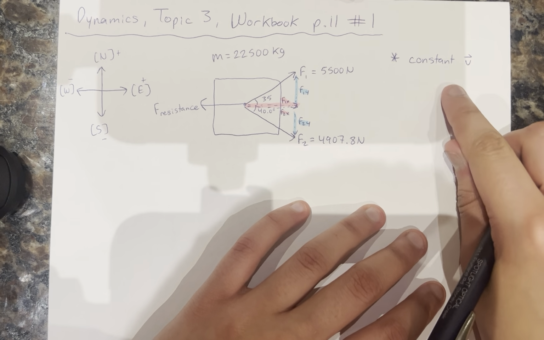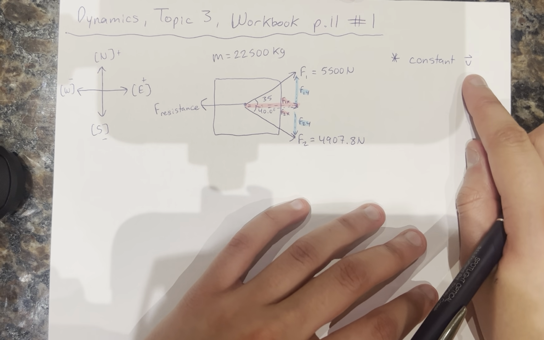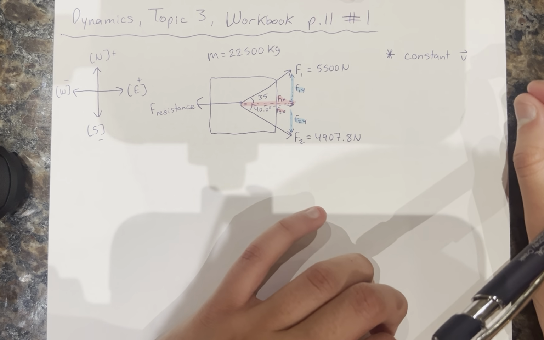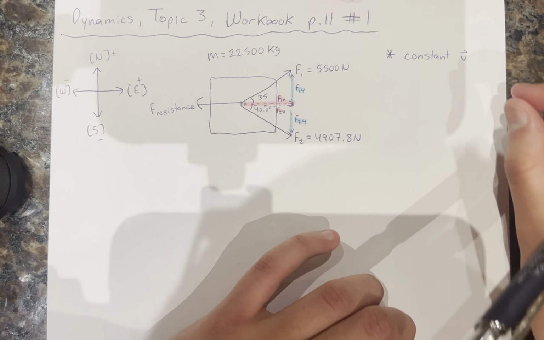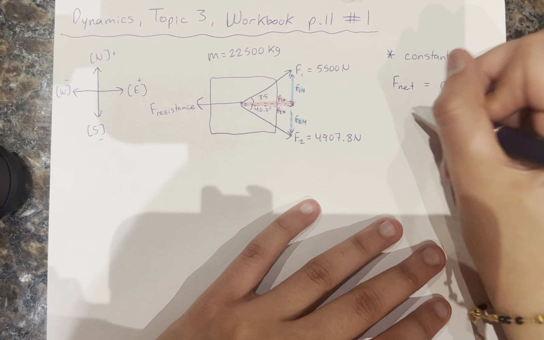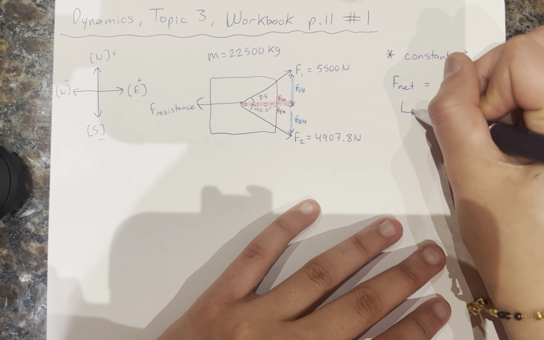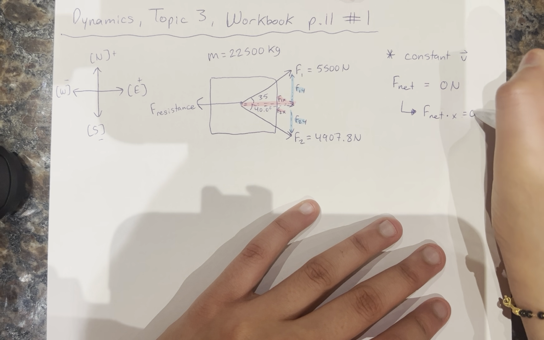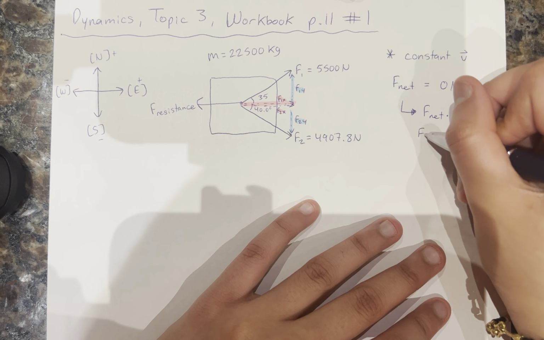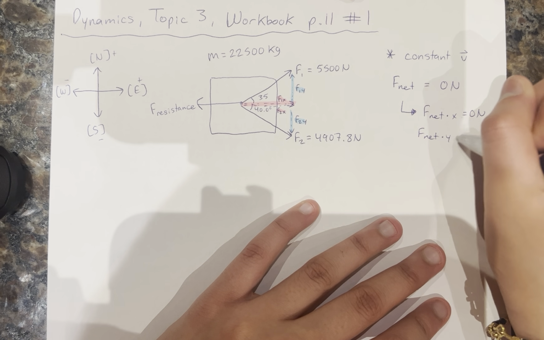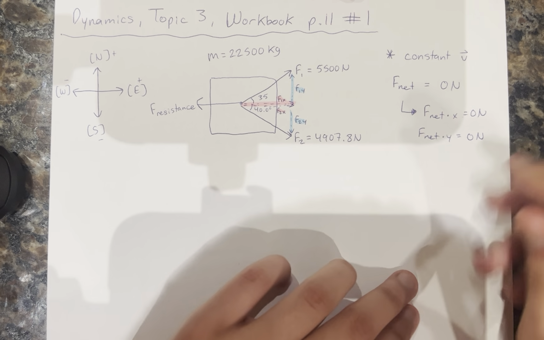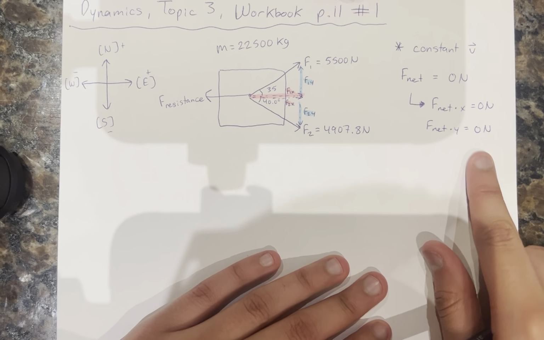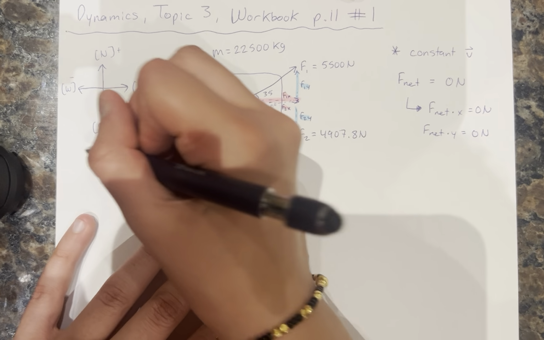The last thing I want to note from the givens is that it's being pulled at a constant velocity. This can tell us a lot of things. It can tell us that the acceleration is 0 meters per second squared, but more importantly for this question, it tells us that the F net on the system is 0 newtons. That also means that the F net in the x direction is 0 newtons, and the F net in the y direction is 0 newtons.